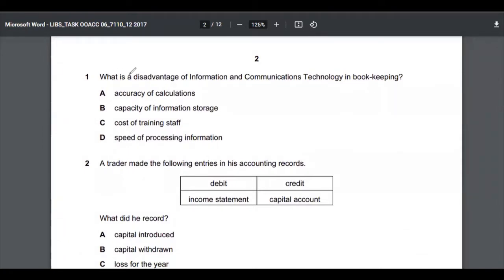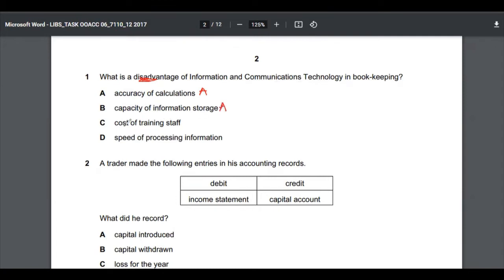Question 1 basically says, what is a disadvantage of information and communications technology in bookkeeping? So the key term here is disadvantage, not advantage. So you need to search for what is the disadvantage between A, B, C, and D. Option A says accuracy of calculations, that's an advantage. Option B says capacity of information storage, that's an advantage.